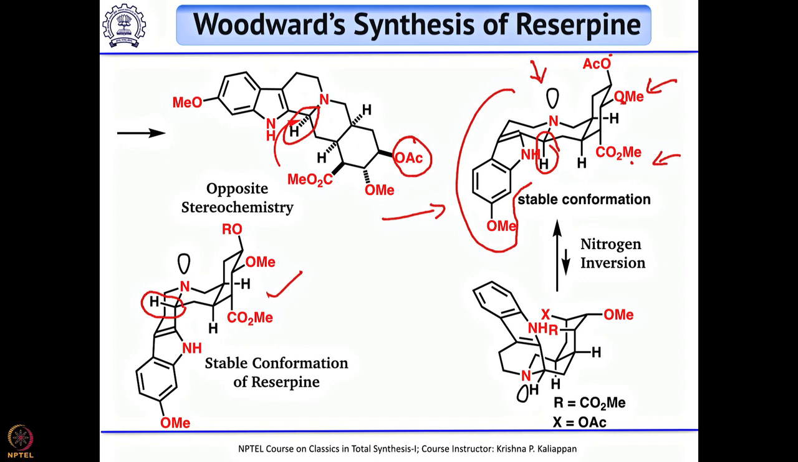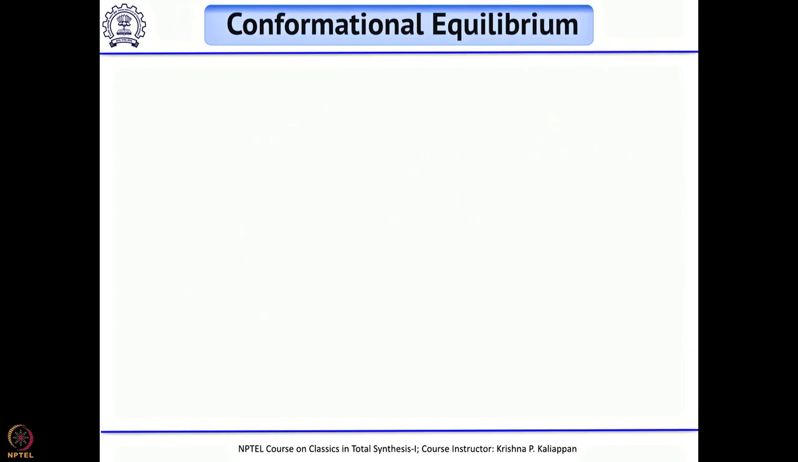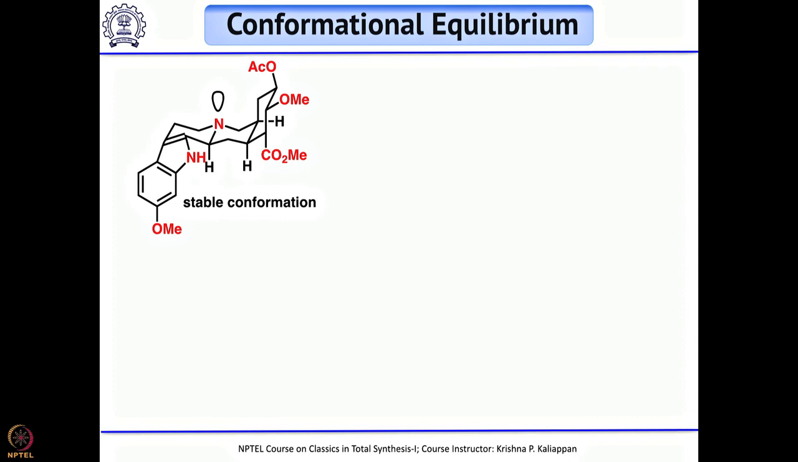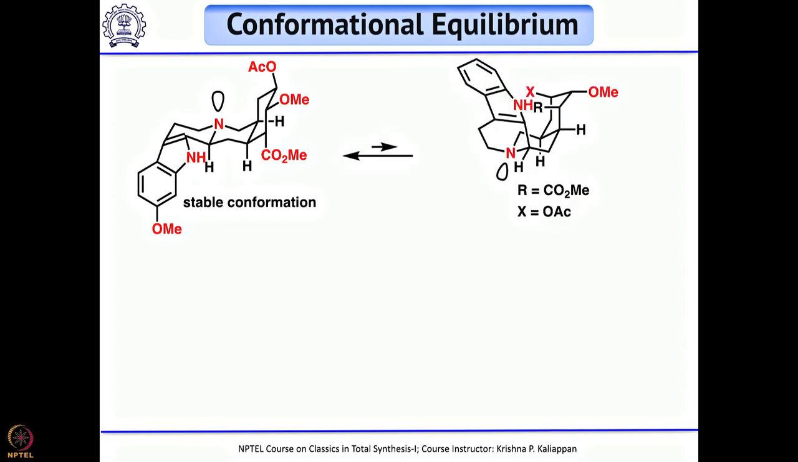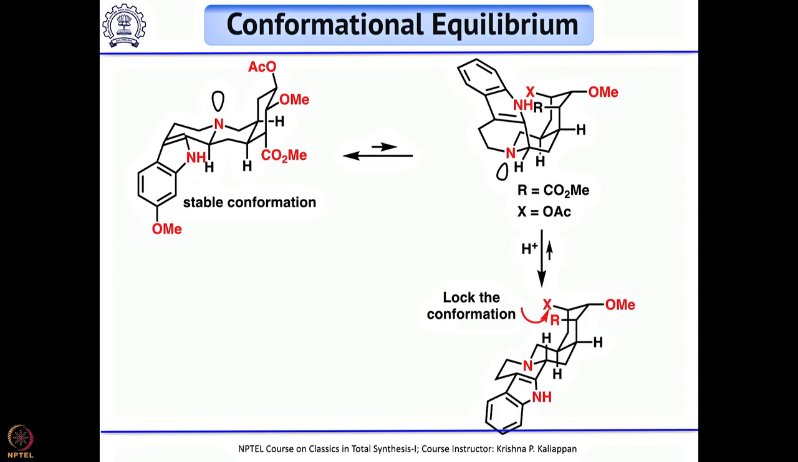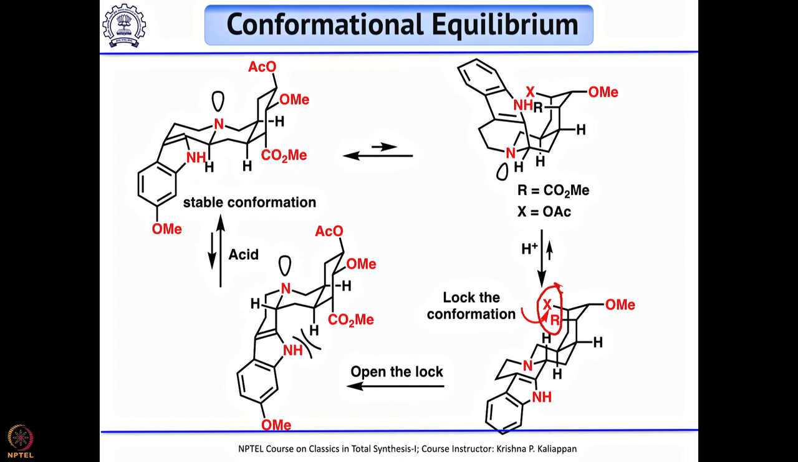Now afterwards, if you reduce it, then that can go to this one. So this conformational equilibrium can be utilized. First you treat with acid, so it flips. Then during this process, you should lock the conformation, then only it will not go back. These two, one is ester, another one is acetate. If we can lock this conformation through a lactone formation, then this is what you will get. Then just open it, and you get the most stable conformation of reserpine.